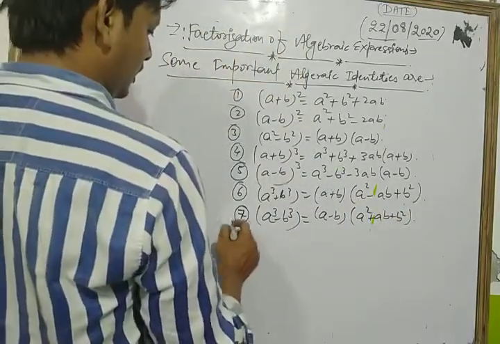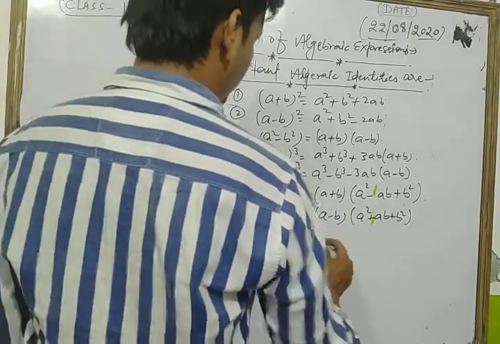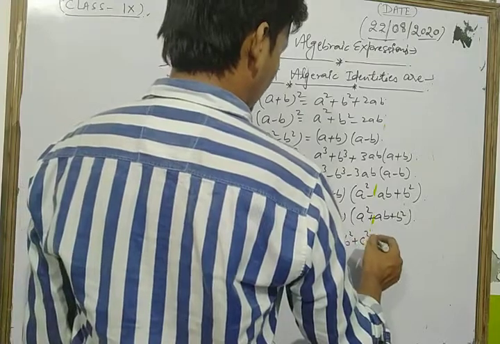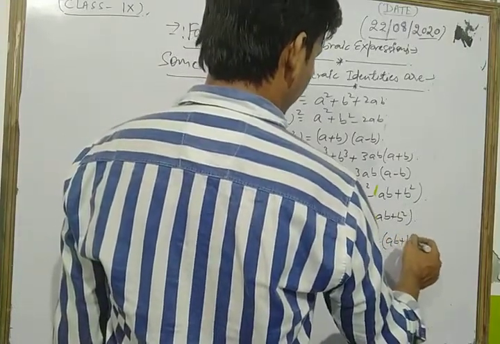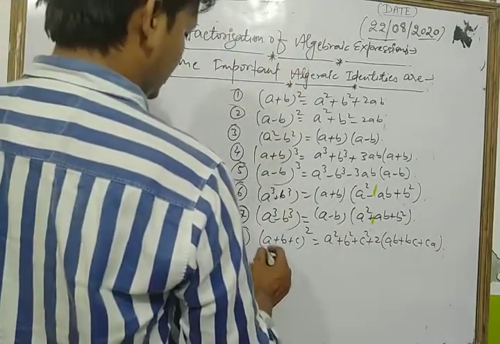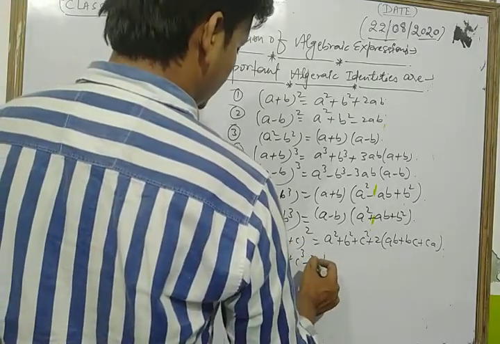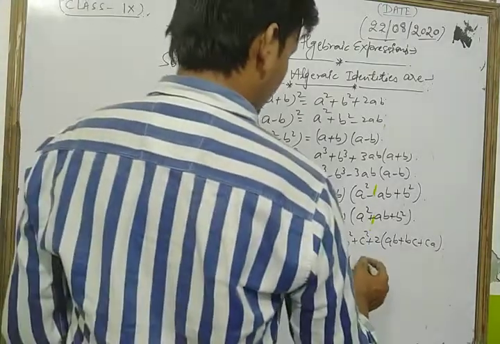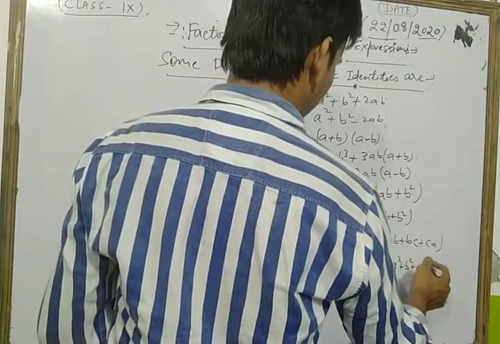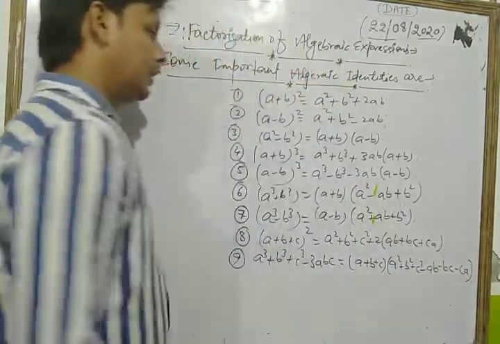Now the eighth one is what? (a plus b plus c) whole square is equal to what? a square plus b square plus c square plus 2 times (ab plus bc plus ca). And the ninth one is what? a cube plus b cube plus c cube minus 3abc is equal to what? It is equal to (a plus b plus c) in another bracket (a square plus b square plus c square minus ab minus bc minus ca).